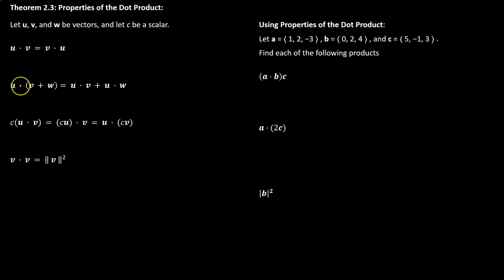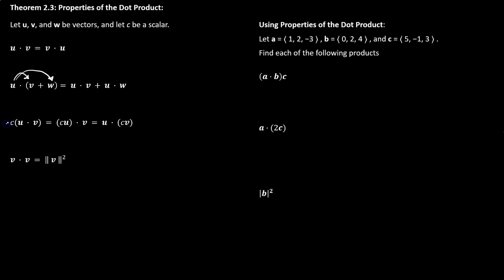The second property says that it's distributive over addition. So the dot that I have here is applied to a sum of two vectors. On the right-hand side of the equal sign, it shows that I'm dotting the vector u with each of the vector v and the vector w. So I can distribute, essentially, over those parentheses when the two vectors inside the parentheses are being added together.